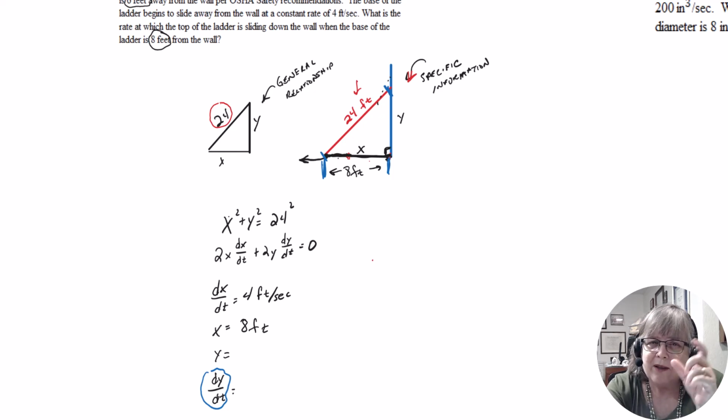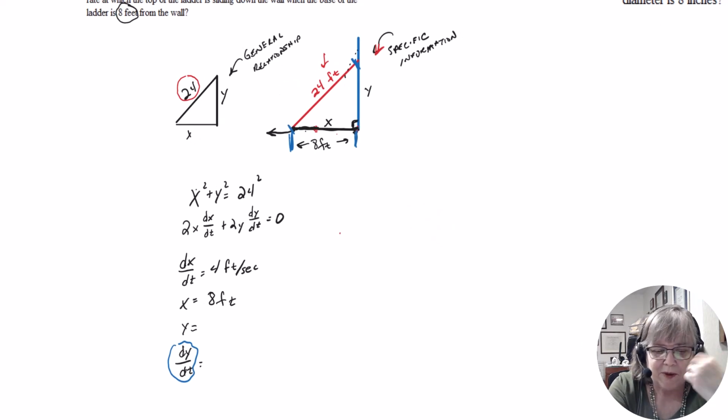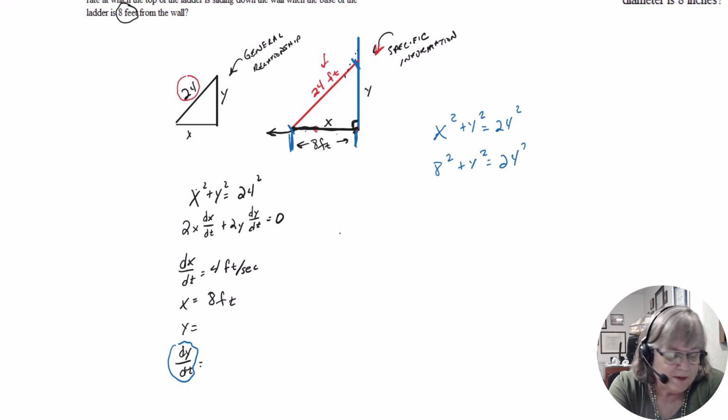So if I know that at that instant I took that little snapshot, this is 8 feet and the other one's 24 feet, hey, can't I use the Pythagorean theorem to find y squared? Or y, right? Because I'm going to use y squared. So what you would do is you would go, okay, well, x squared, we're going to go back to this, plus y squared is equal to 24 squared. And I know that at this instant in time, x is 8. So 8 squared plus y squared is 24 squared, right?